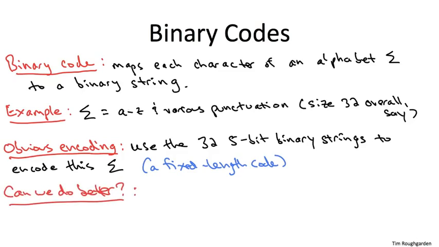And of course, it's a mantra of this class to ask when can we do better than the obvious solution. So in this context, when can we do better than fixed length codes? Sometimes we can, in the important case when some symbols are much more likely to appear than others. In that case, we can encode information using fewer bits by deploying variable length codes.